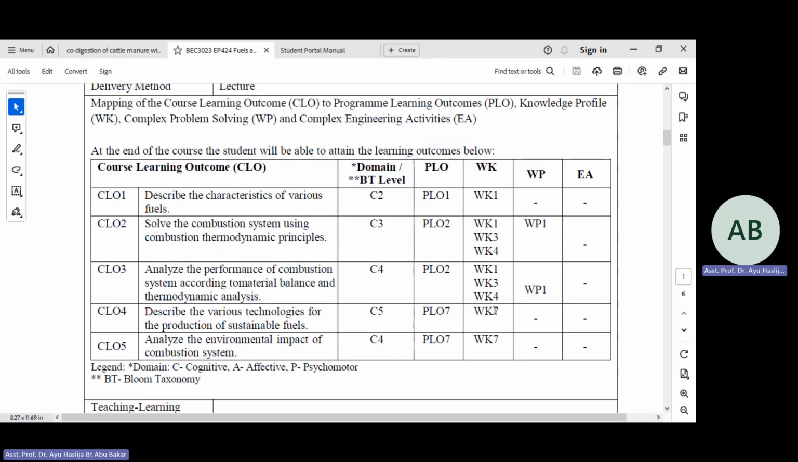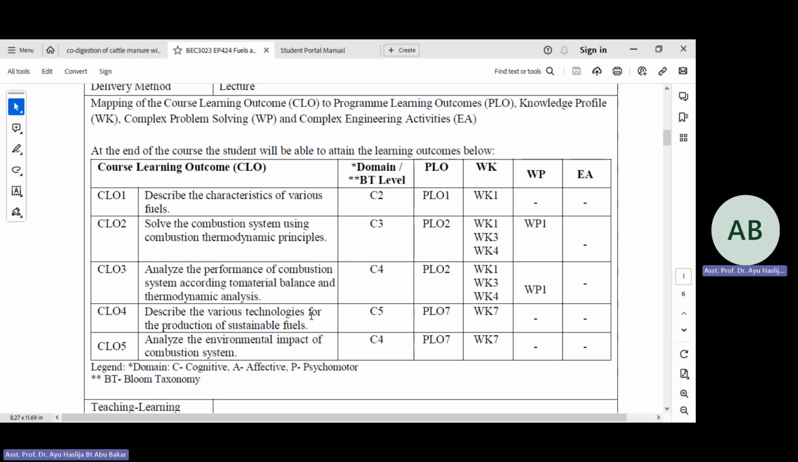Okay, so basically these are the CLOs. First, you will need to describe the characteristics of various fuels. Like I mentioned just now, solid, liquid, gas. What are the density, boiling point, flash point? Then CLO2: solve the combustion system using combustion thermodynamic principles. That means what are the enthalpies involved, the energy produced, the calorific value, everything. Then CLO3: analyze the performance of the combustion system according to material balance and thermodynamic analysis, the stoichiometric equation.